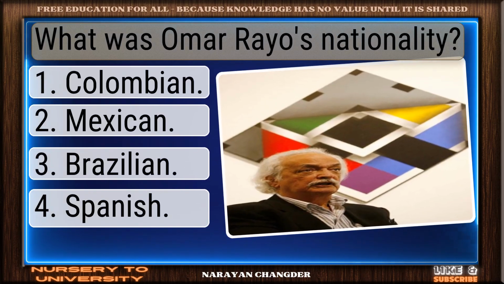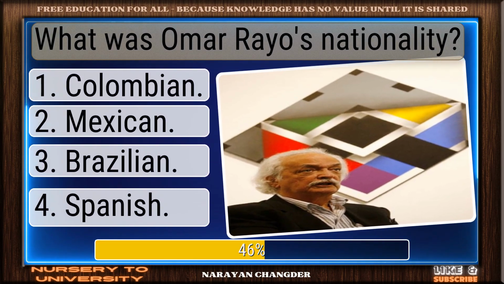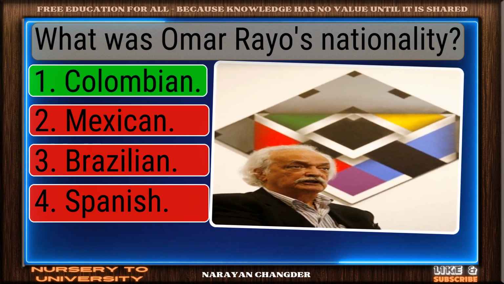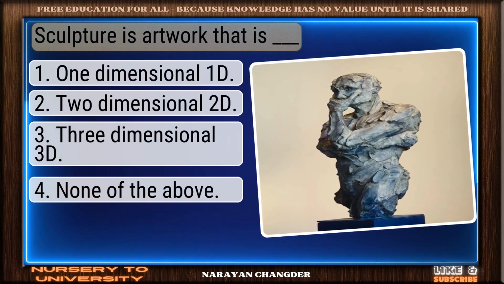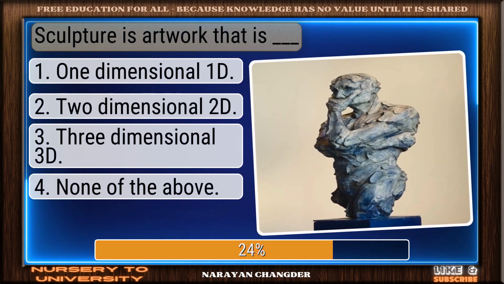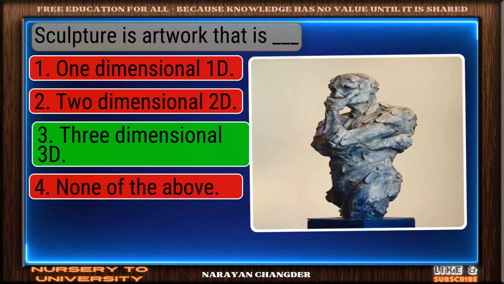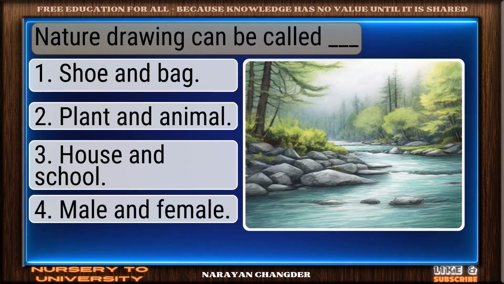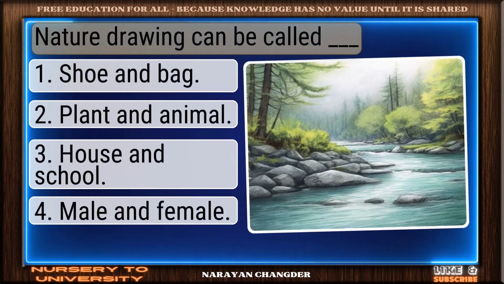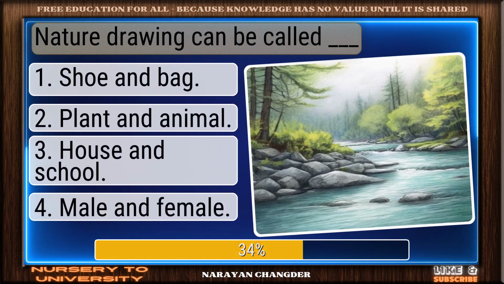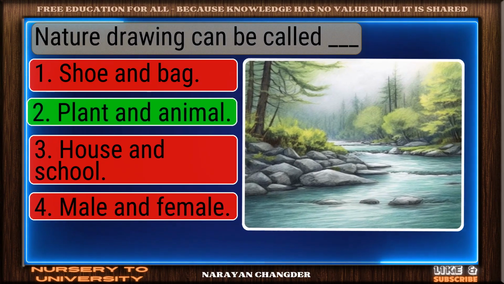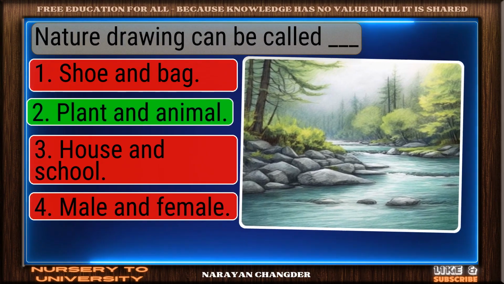What was Omar Rayo's nationality? You chose Colombian, and it is correct. Sculpture is artwork that is dash. Bravo! Three-dimensional, 3D, is the answer. Nature drawing can be called dash. Great job. Plant and animal is the accurate answer.